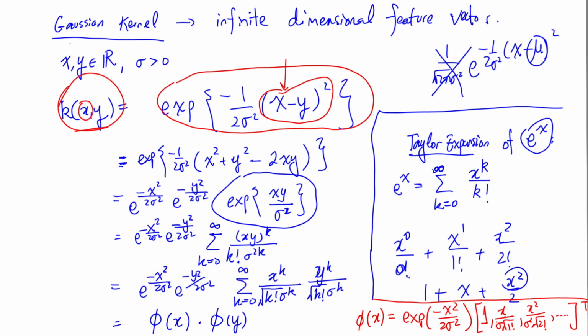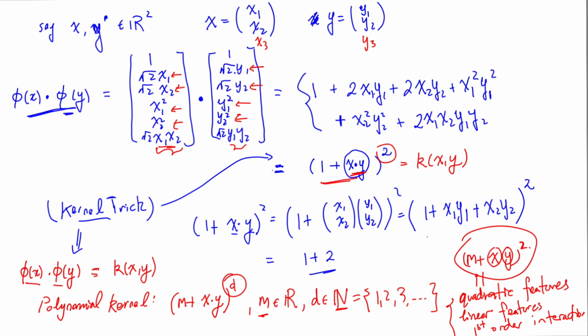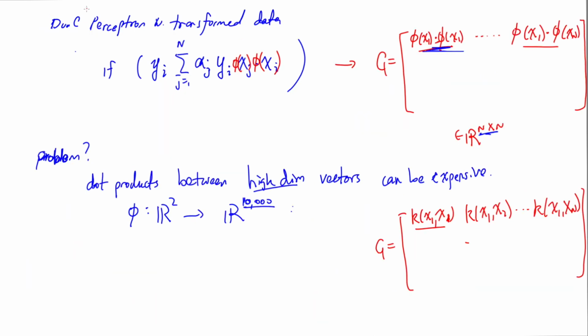So when you're doing this for dual perceptrons, where you project the data into a higher dimensional space, instead of computing all these dot products, you can actually just do the sum over j equals 1 to n of alpha j y j, so it should be a j, k of x j, x i. So you can basically replace any dot product with the evaluation of the kernel. The evaluation of the kernel is much cheaper to do.